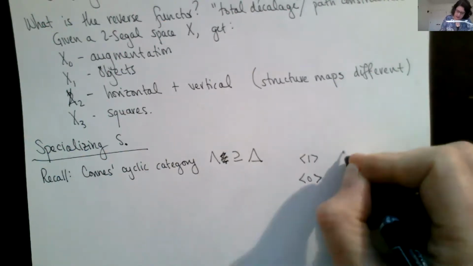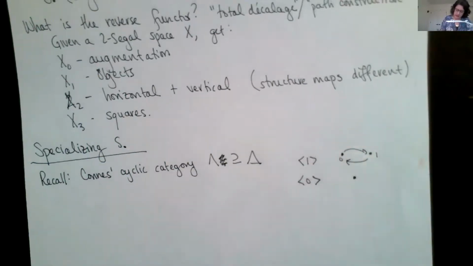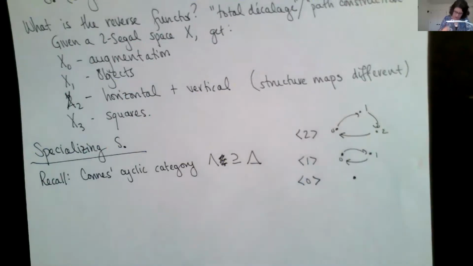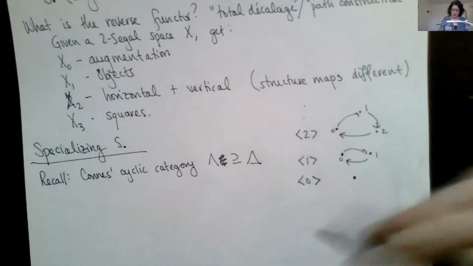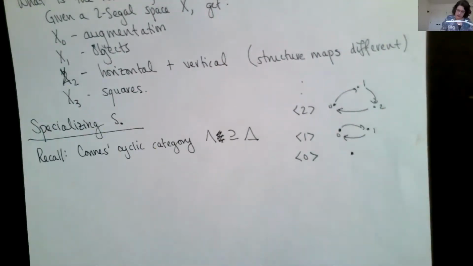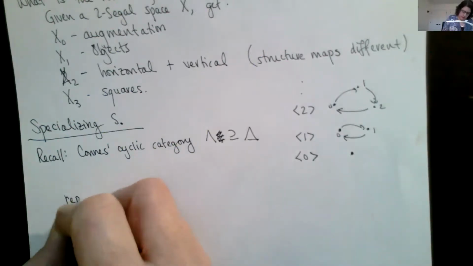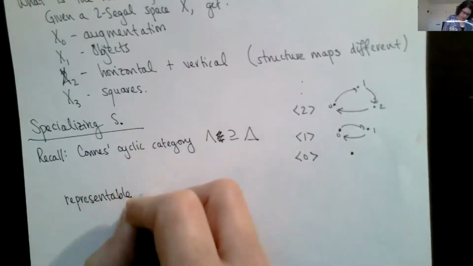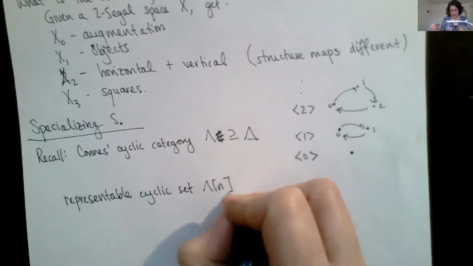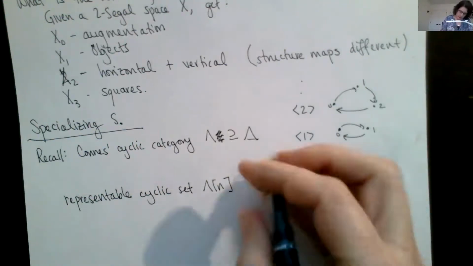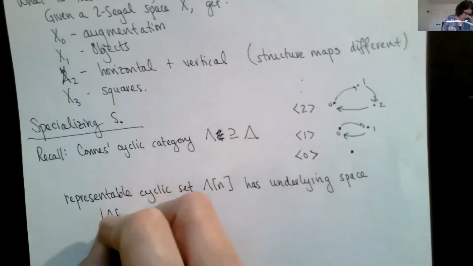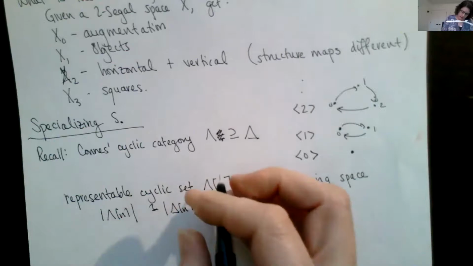And then we have 1. In Delta, we have an arrow from 0 to 1, but then we have another arrow going back in the cyclic category. And then 2, we've got 0 to 1 to 2, but then we have another arrow going back from 2 to 0. And then you have some extra morphisms that you didn't have in Delta because of this extra structure that we have. In particular, for example, you have the representable cyclic set. When you take functors from Lambda op into sets, you get cyclic sets. If you look at the representable, the analog of Delta n, we get a Lambda n. To give you a little bit of intuition for what's going on here, this has underlying space, the geometric realization, which looks like Delta n cross S1.